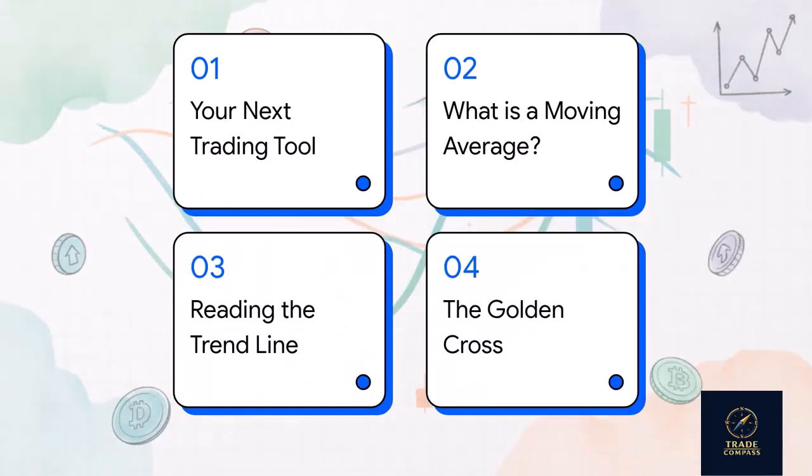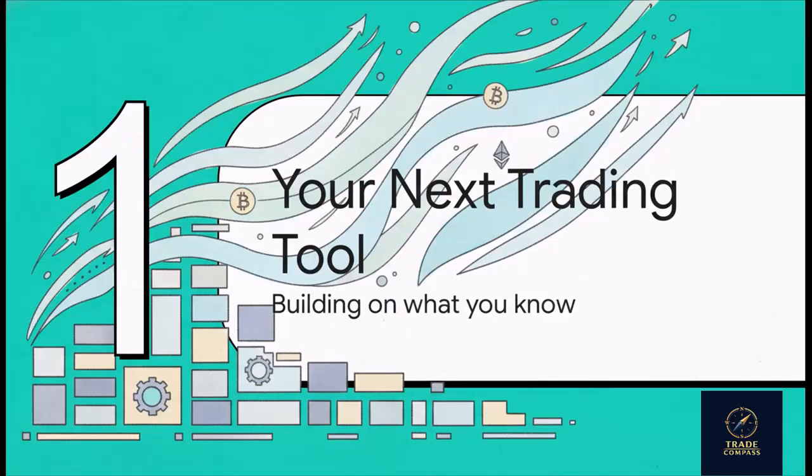Okay, so here's what we've got on tap. First, we'll see how this new tool fits right in with everything you already know. Then, we'll break down what a moving average actually is. After that, I'm going to show you a super simple way to read it. And finally, we'll get into a legendary trading signal that uses this exact tool, the famous golden cross. So let's just dive right in.